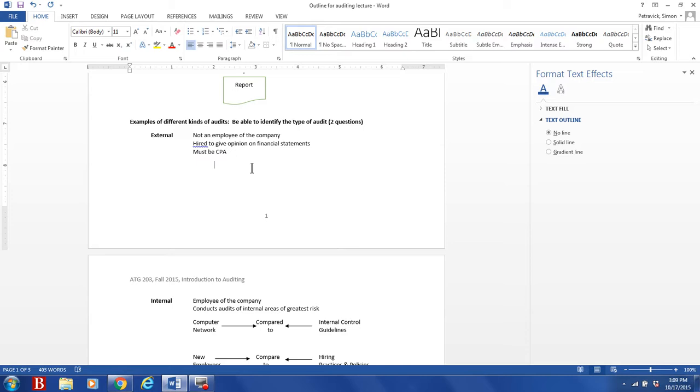Think about it this way. If management tells you the financial statements are okay, you might believe them, but you also know that as employees of the company, they have motivation to make it look good. So by having an outside party come in to do the audit, we have more faith in the results.